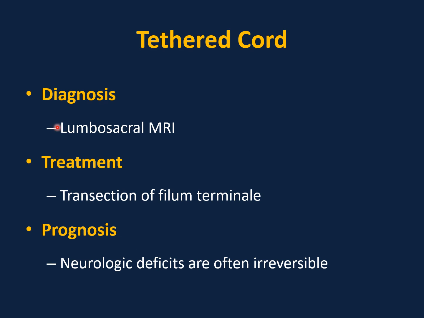Diagnosis of tethered cord is MRI. MRI is the best study to show the soft tissue in the spine. Treatment is surgery, transection of the filum terminale. Prognosis: neurologic deficits are often irreversible. So early diagnosis is important.